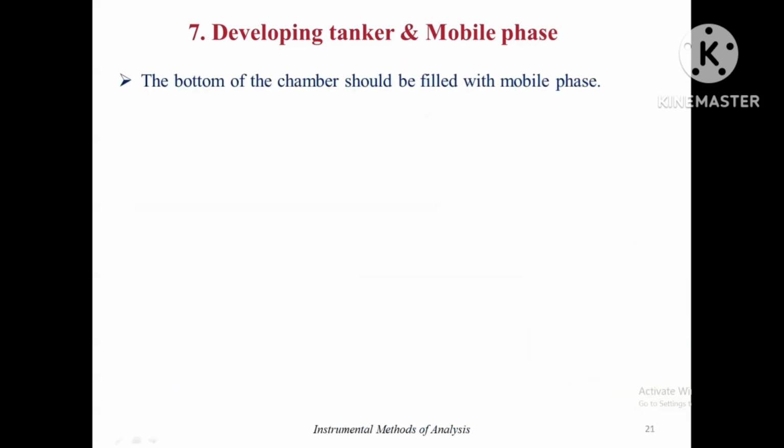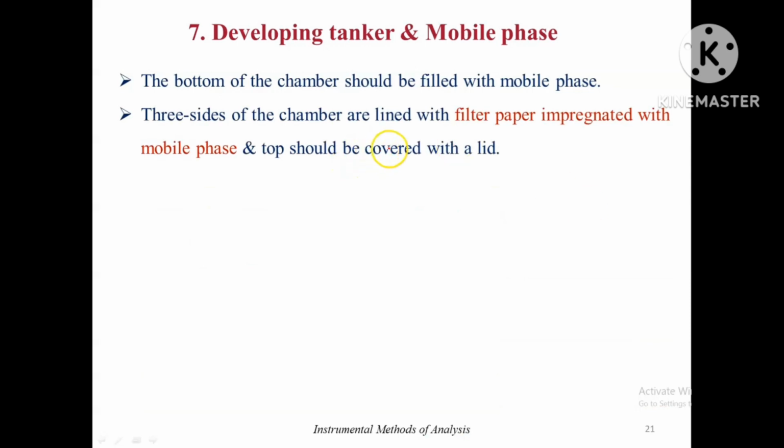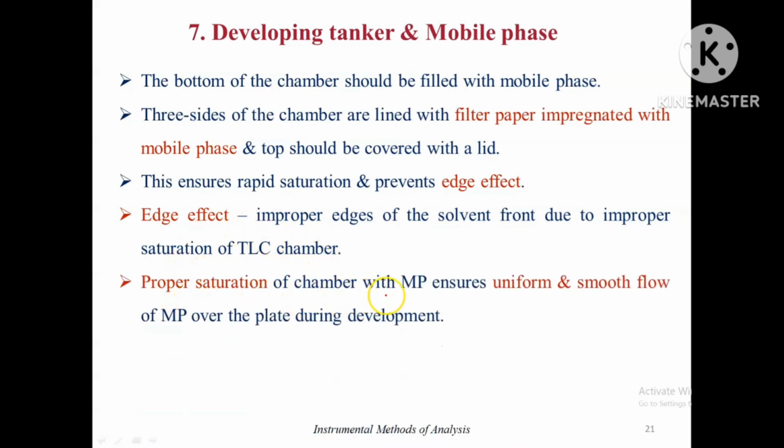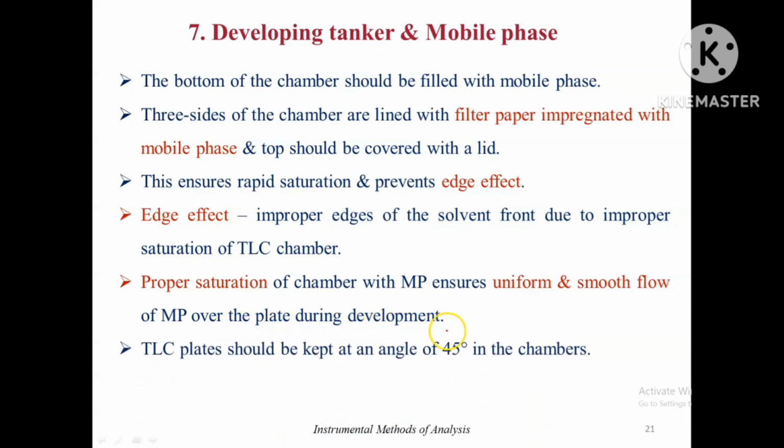The bottom of the chamber should be filled with mobile phase. Three sides of the chamber are lined with filter paper which is impregnated with mobile phase, and the top should be covered with a lid. This allows for the saturation of the chamber and thus prevents edge effect. Improper edges of the solvent front due to improper saturation of the TLC chamber is known as edge effect. Proper saturation of the chamber with mobile phase ensures uniform and smooth flow of the mobile phase over the plate during development. TLC plates should always be kept at a 45 degree angle in the TLC chambers.